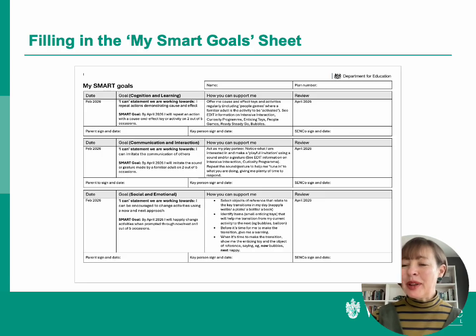The next goal I've identified, I've just put into the section next to the word goal that it's from communication and interaction. And I've put both the I can statement we're working towards and the SMART goal. The I can statement I've chosen is: I can imitate the communication of others. And the SMART goal is: by April 2026, I will imitate the sound or gesture made by my familiar adult on 2 out of 5 occasions.